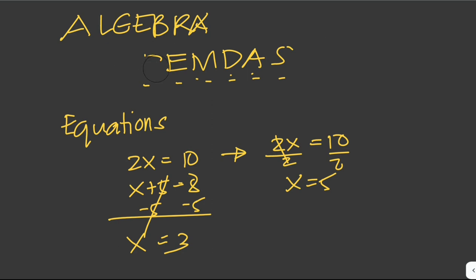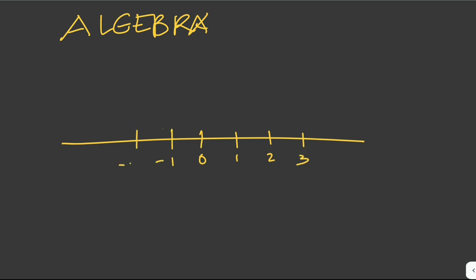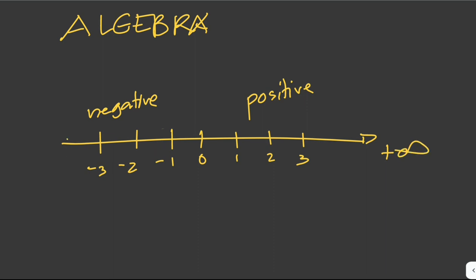And then we have positive and negative numbers. So this is our number line. So this is 0, 1, 2, 3, negative 1, negative 2, negative 3. So all of the numbers to the left of 0 are negative numbers, and to the right are positive numbers up to positive infinity, and then this one to negative infinity.